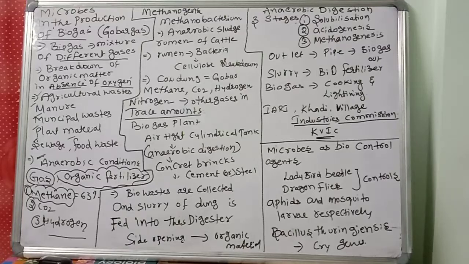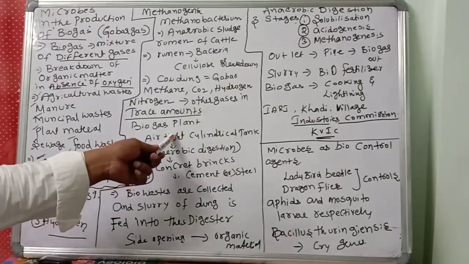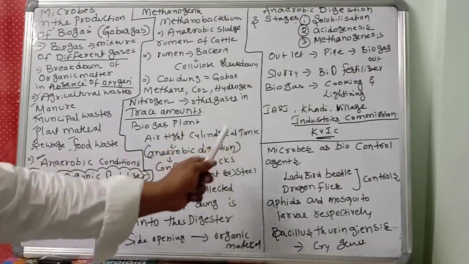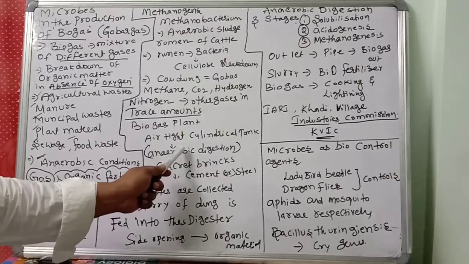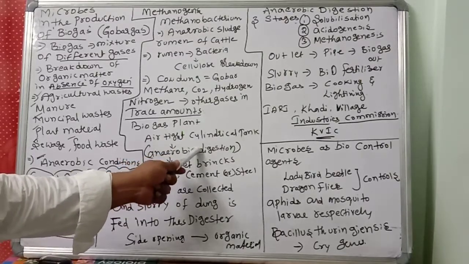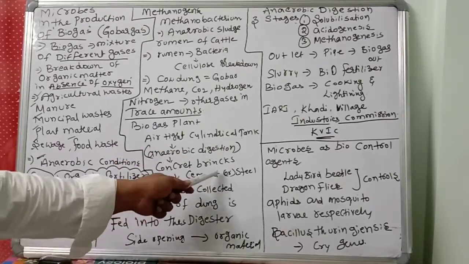Next, the biogas plant. What is a biogas plant? The plant which is useful for the production of biogas. What is the plant? It is an airtight cylindrical tank, helpful for anaerobic digestion. So which condition do we have to create in the tank? Anaerobic digestion. The tank should be made with concrete, bricks, cement or steel.